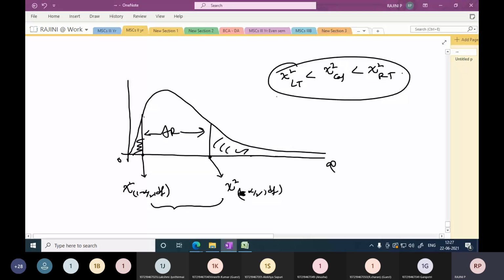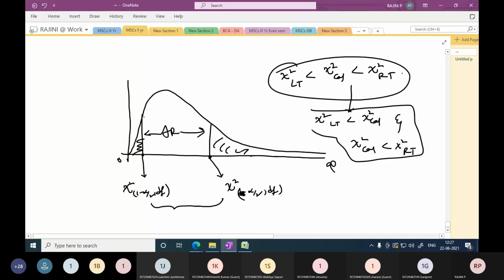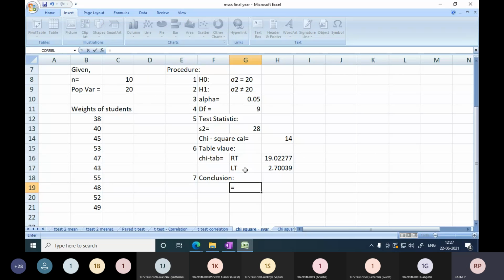Yes, ma'am. So I'm writing like this. This entire thing we cannot take directly. So I'm writing like this: chi-square left tail value less than chi-square cal, and chi-square cal less than chi-square right tail value. Can I split this equation like this? Yes, ma'am. So I'm writing like that only. Check it is equal to. What is the value? Chi-square.